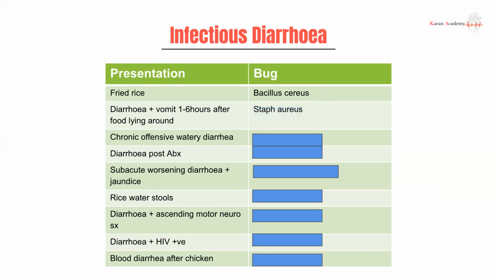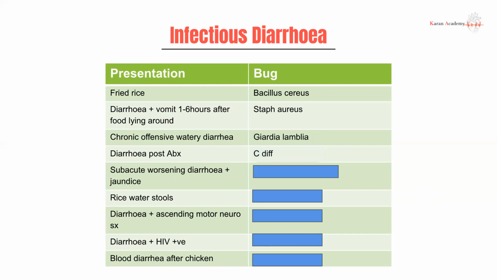The reason it's Staph aureus is because Staph aureus releases toxins that mediate this effect. 1 to 6 hours is a very short period of time, and if you ever have a history that short, you wonder about toxins. Chronic offensive watery diarrhea is going to be Giardia, and this is very important, especially with travel history. Diarrhea post-antibiotics is going to be C. difficile, and that can also result in a pseudomembranous colitis.